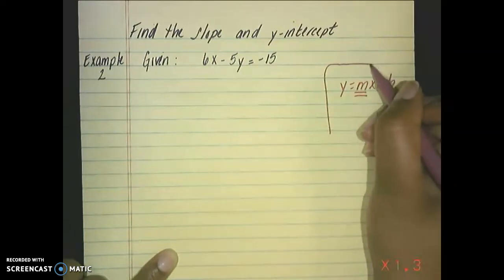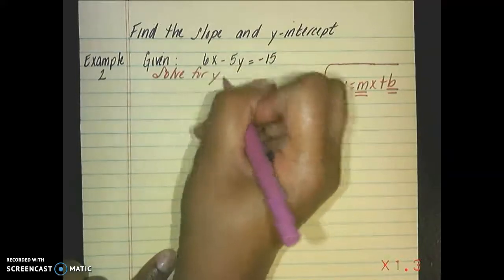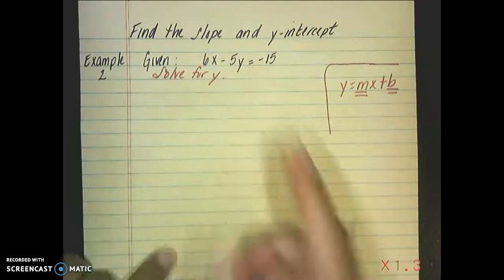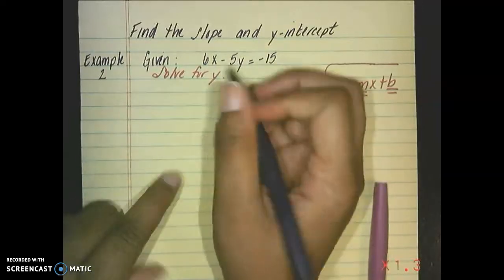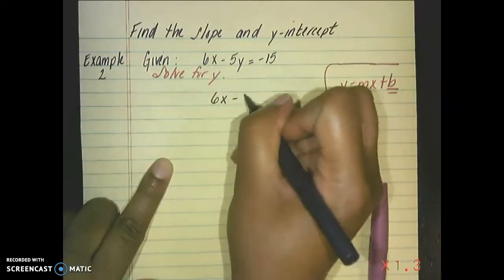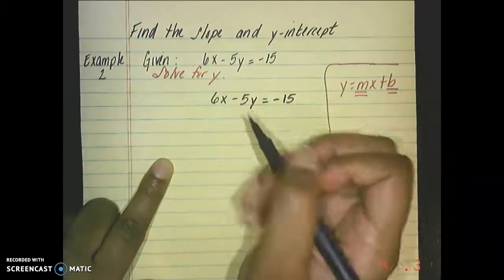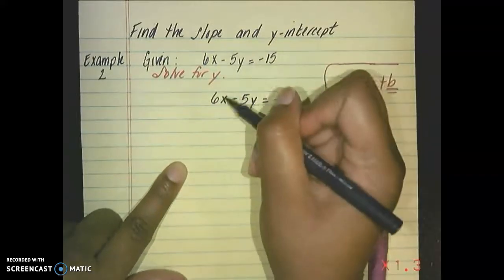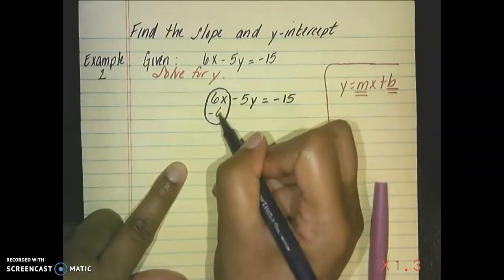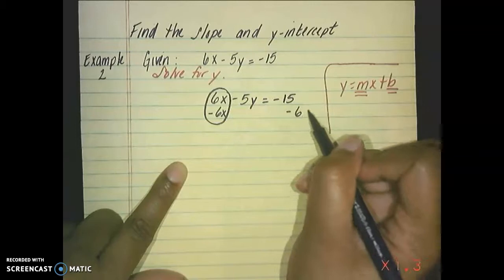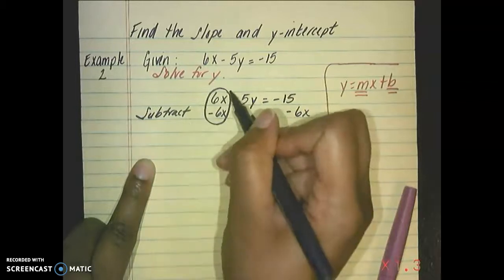The first thing we need to do is solve for y in this equation. I'm going to bring it down here: 6x minus 5y equals negative 15. The first thing I want to do is make this 6x go away. To do so, I'm going to make it a 0, and to make it a 0, I'm going to subtract 6x on both sides. That's my very first step. I subtract to get rid of the 6x's.